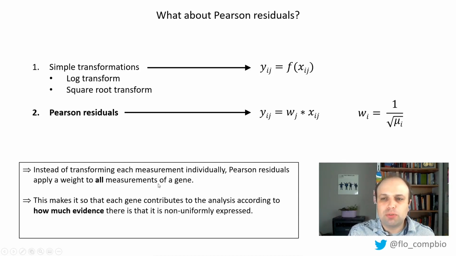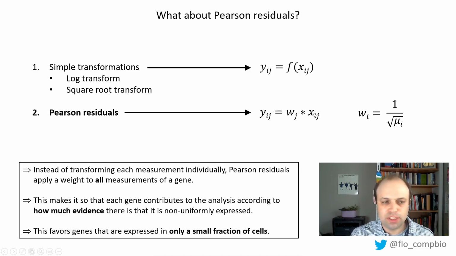Aside from the math, which is fairly straightforward, what does this actually do? It makes it so that each gene contributes to the analysis according to how much evidence there is that it is non-uniformly expressed. This is very important. For genes that show evidence that they're not uniformly expressed across all the cells in the data set, the more evidence there is, the more weight they get if you apply this method.